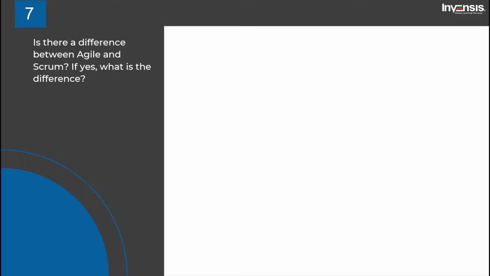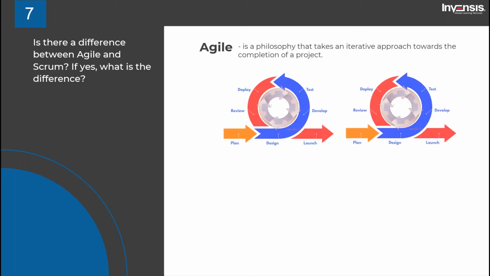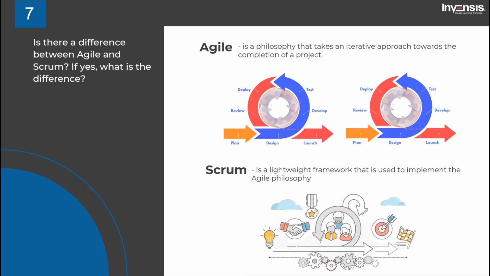Is there a difference between Agile and Scrum? If yes, what is the difference? This is a very common question that you will come across in Scrum interviews. On the surface, it is easy to see why Agile and Scrum can often be confused, as they both rely on an iterative process, frequent client interaction, and collaborative decision-making. So, what's the difference? A straightforward answer to this question would be to say Agile is more of a philosophy that takes an incremental and iterative approach towards the completion of a project, while Scrum is a specific Agile framework with its own unique features. Apart from Scrum, there are other frameworks that are used to implement the Agile philosophy.